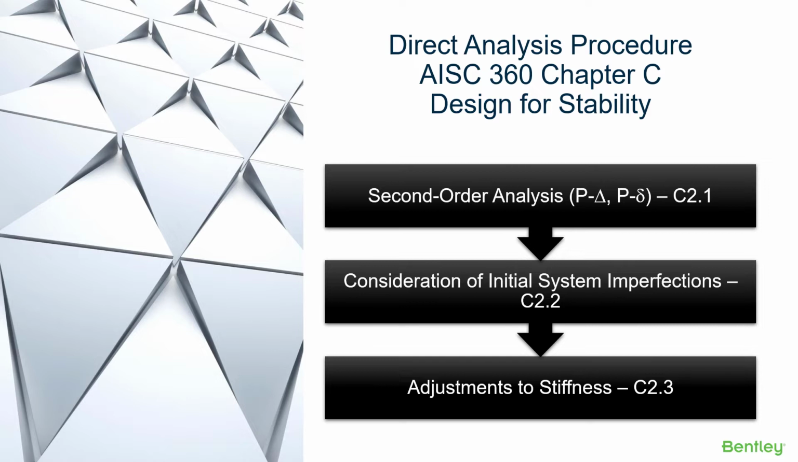According to Section C2 of the AISC 360, the required strength of your steel structure shall be determined using an elastic analysis that considers a second order analysis, the consideration of initial system imperfections, and adjustments to the stiffness of members that are contributing to the stability of the structure.